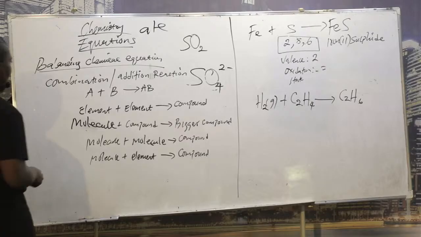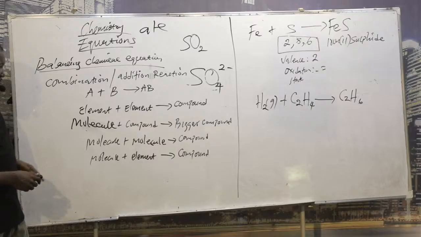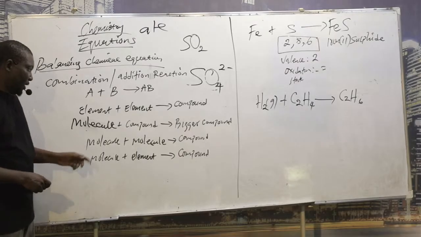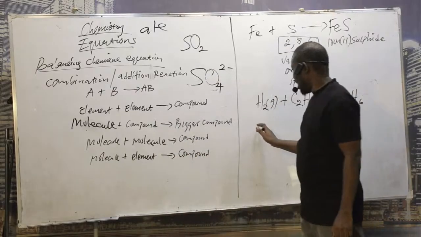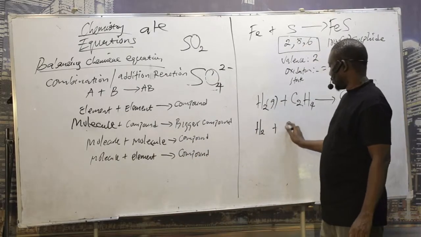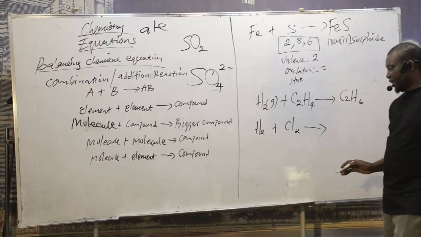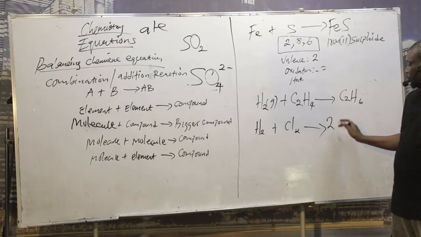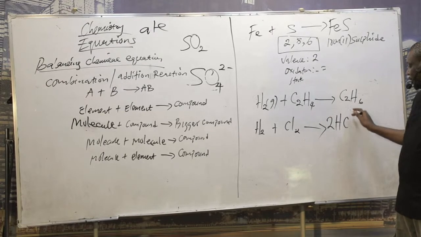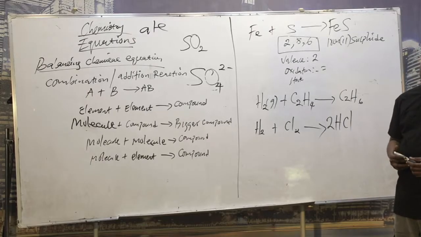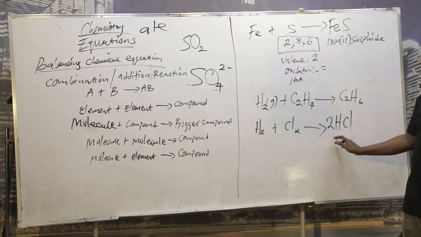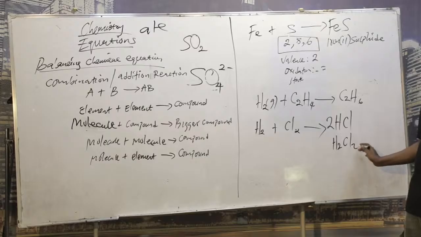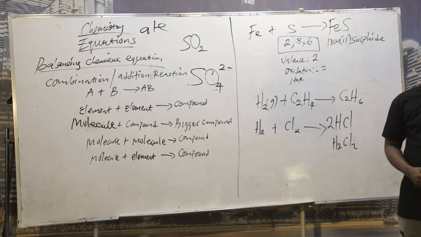Then if we have a much bigger compound than this, if you have molecules, you often see one like this. Then you have H2 plus what? Cl2. What are we having here? 2HCl. You don't say H2Cl2. You don't do that. Do you know what I mean by that? It doesn't happen like that.